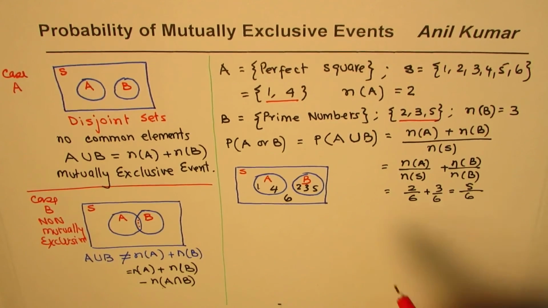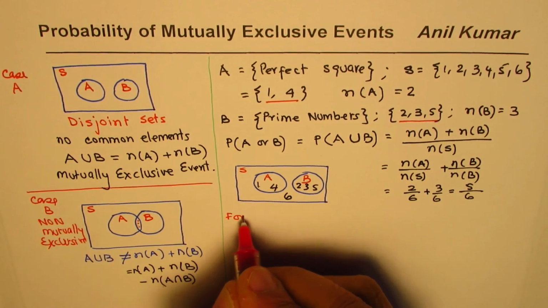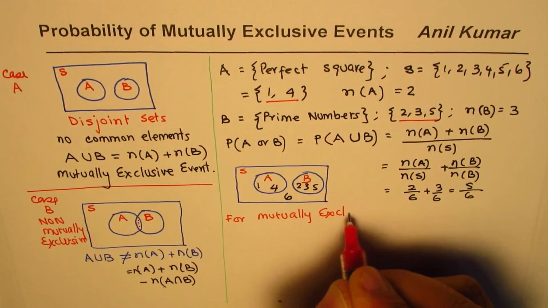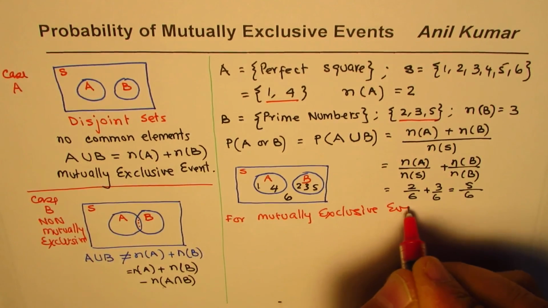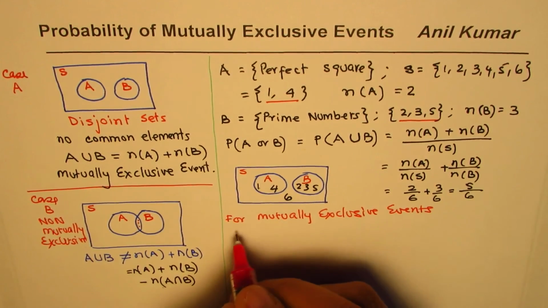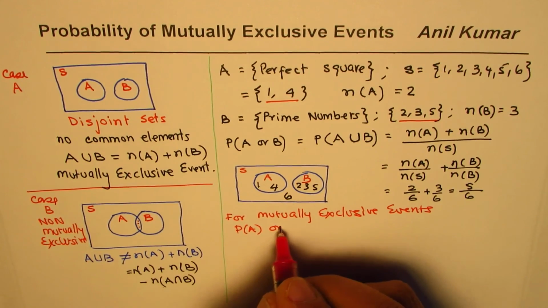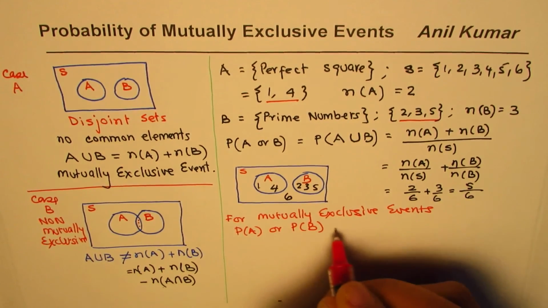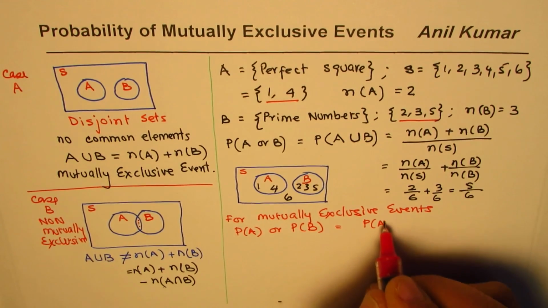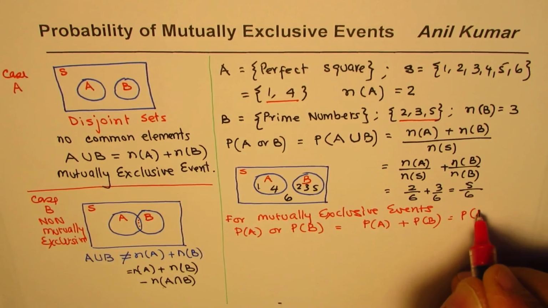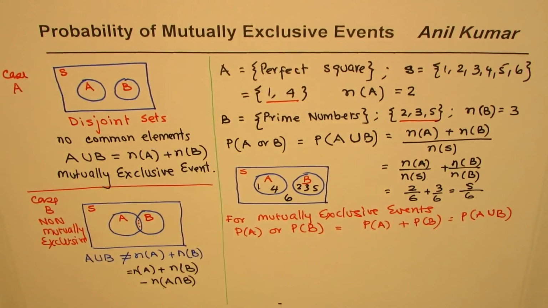Their probabilities add up. So what we learned here is that for mutually exclusive events, probability of A or B is probability of A plus probability of B, right? You can also write this as probability of A union B like this. Do you understand? This is what we're trying to say. That is for mutually exclusive events.